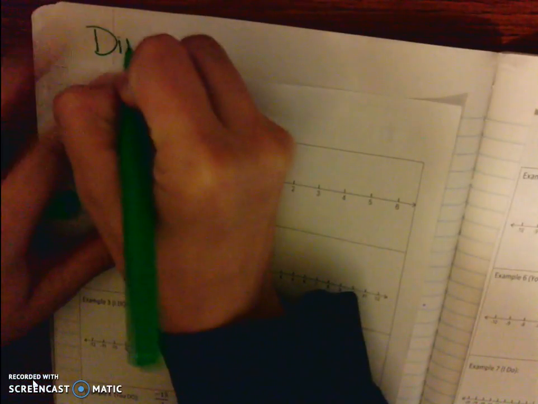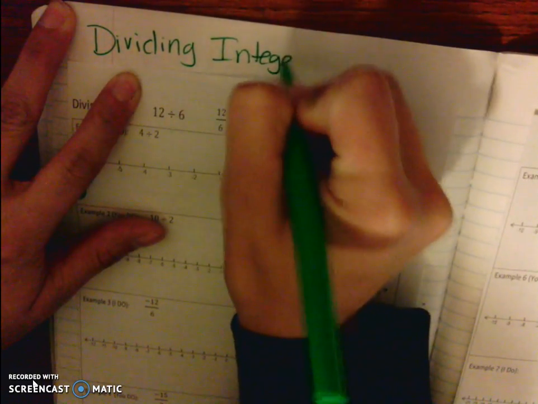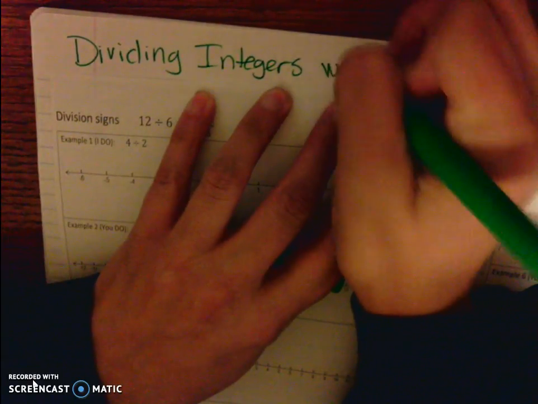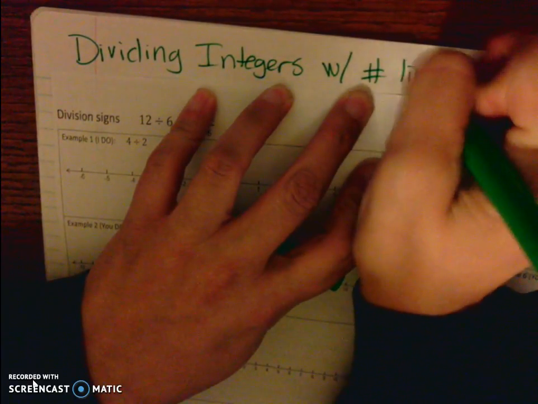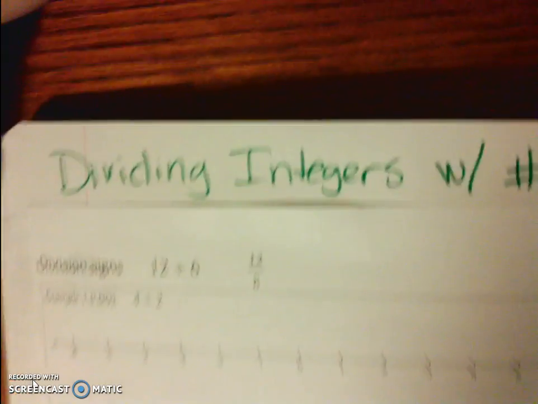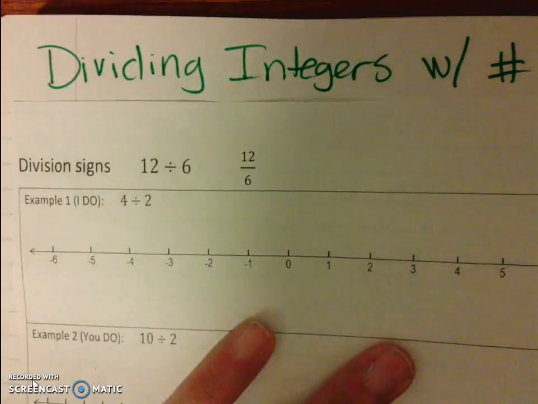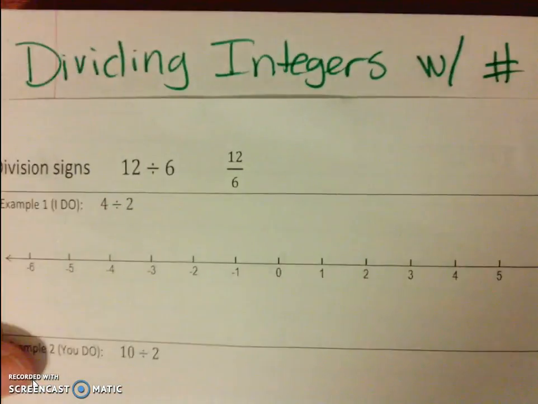Okay, so we're going to title this one dividing integers with numbered lines. Okay, so I'm going to zoom in a bit. Alright, so I'm sorry, here's the title, dividing integers with numbered lines.